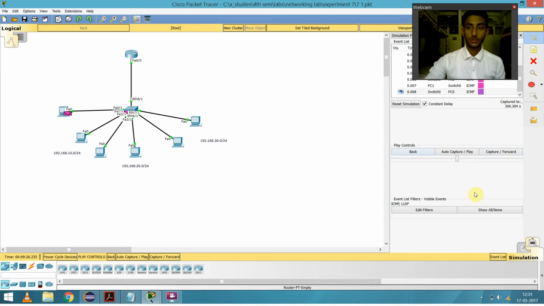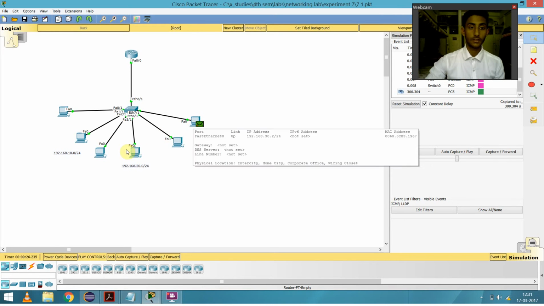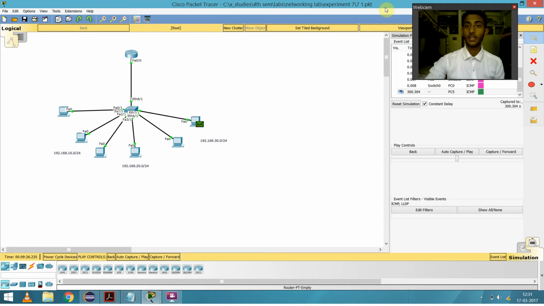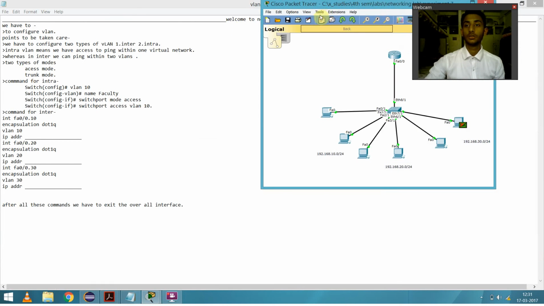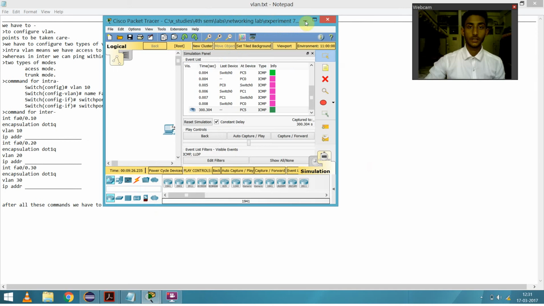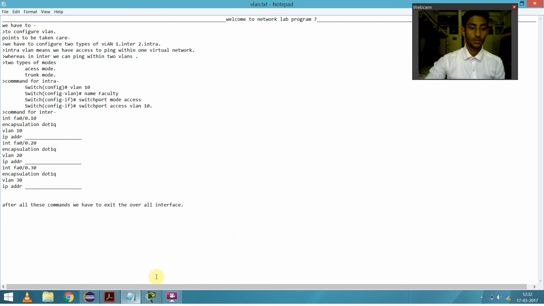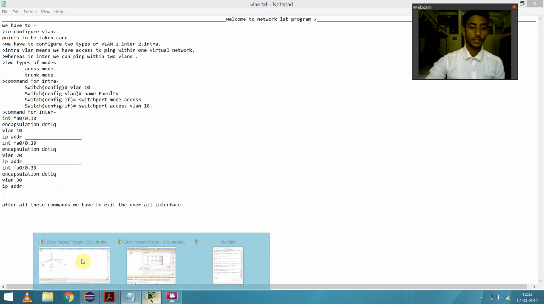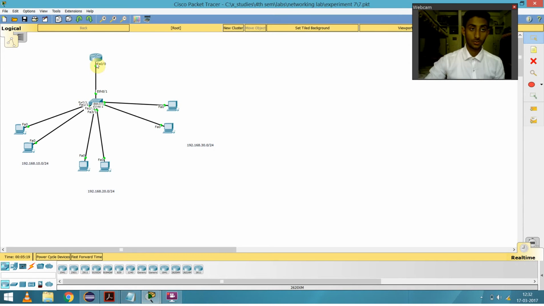Now to show whether this packet can transfer between two networks, you can see the packet is dropped as soon as I try to send the packet from one VLAN to another VLAN. That is why it is called intra VLAN. Now going to another mode, that is inter VLAN mode. So for inter VLAN, we have to do the following commands into the switch. Now router, I'm sorry.